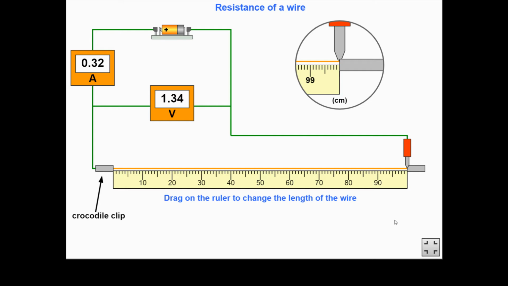I'm sorry, I asked you to make room for 8, and actually we didn't do 0, but never mind. So what I'd like you to do now is pause the video, and I'd like you to use V equals IR to calculate the resistance for those. So off you go.